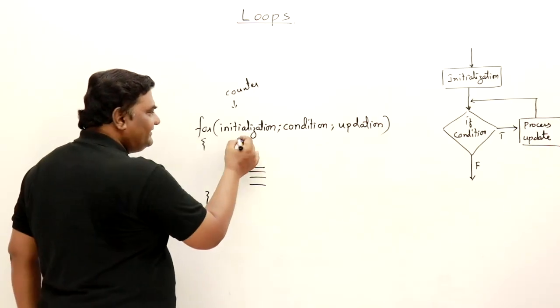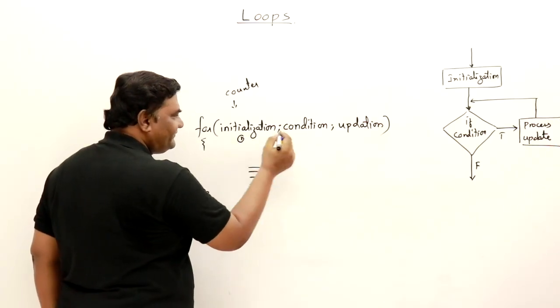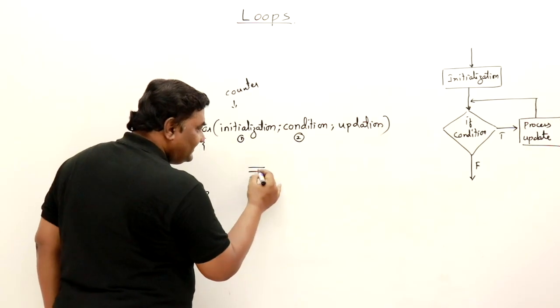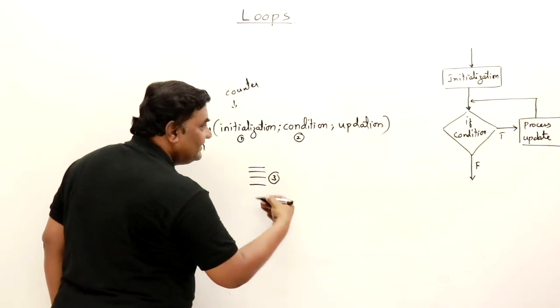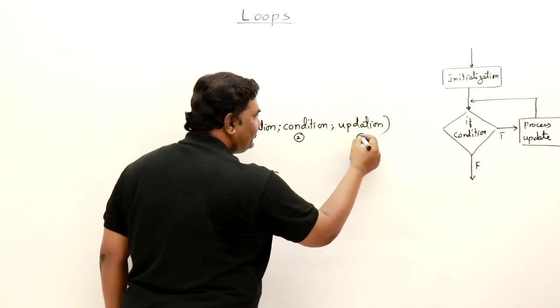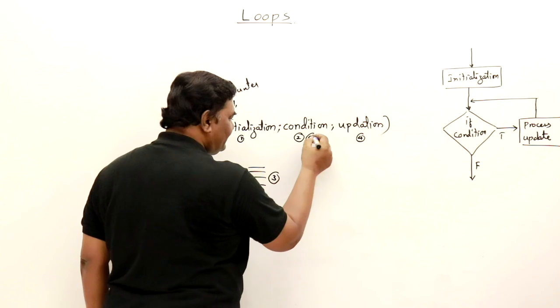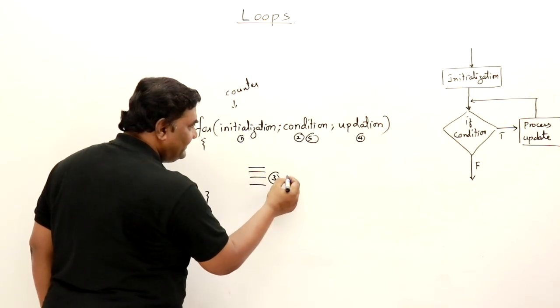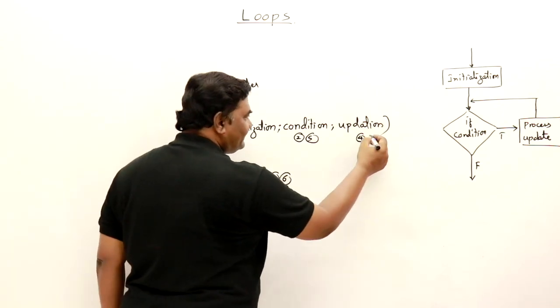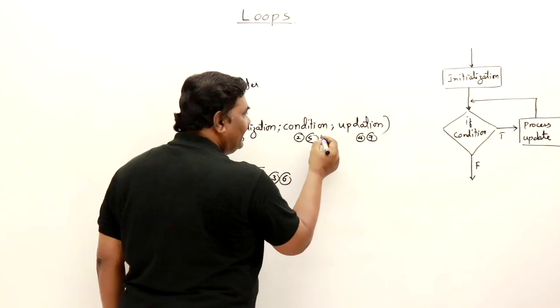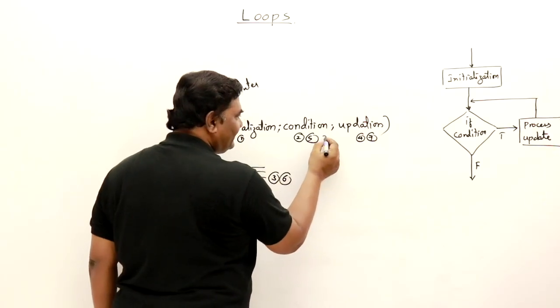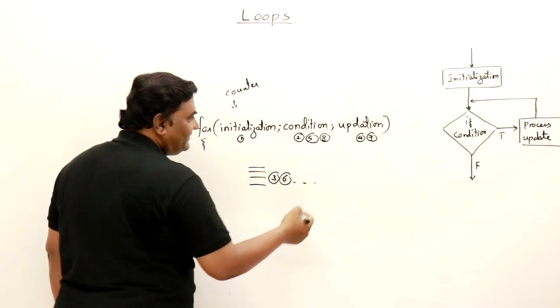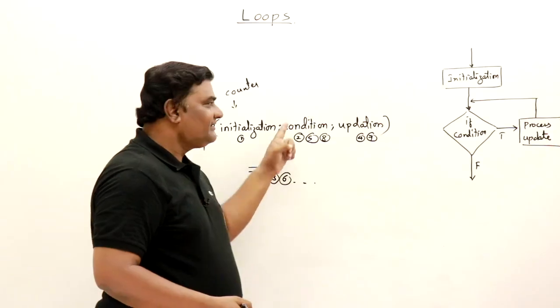Though we are writing 3 parts here, the first step is initialization, the second is the condition check, and the third is that the body is executed. Then the fourth step is updation. Then again the condition is checked, then again the body is executed, then again updation is done. This is the 6th, 7th step. Then the condition is checked and the body is executed. So these 3 things will be done repeatedly.